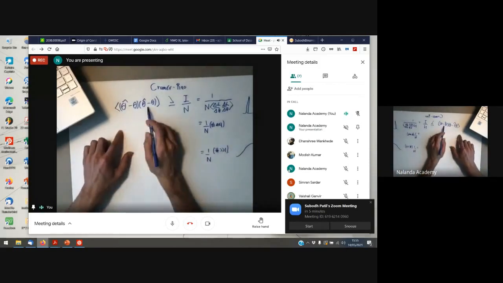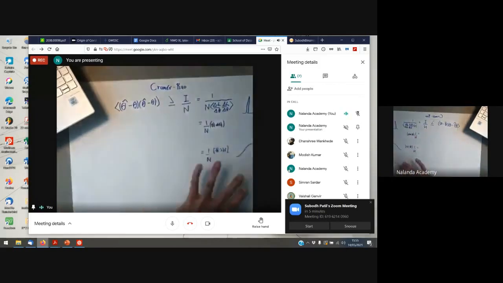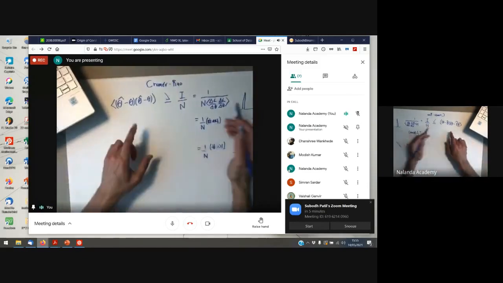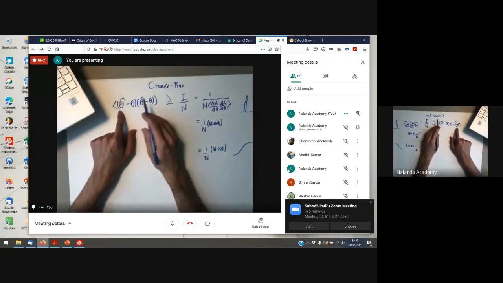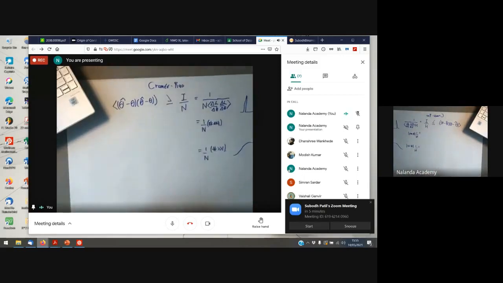That means your variance, your fluctuations, are going to be huge. You're getting lots and lots of fluctuations. So in a random trial, you're more likely to be very far away from the true value. And that's the content of the Cramer-Rao bound.